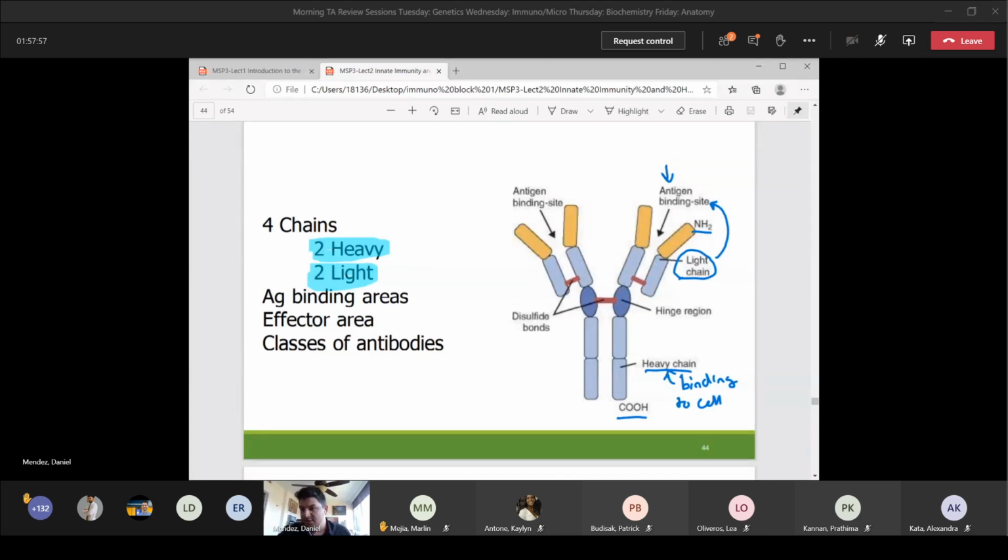So, question: the disulfide bonds are the hinge points. You can see in the diagram these little red bars. Those are the disulfide bonds. Those are specific regions that allow for mobility to change the size of the Y and the angle, which can allow us to bind different antigens.